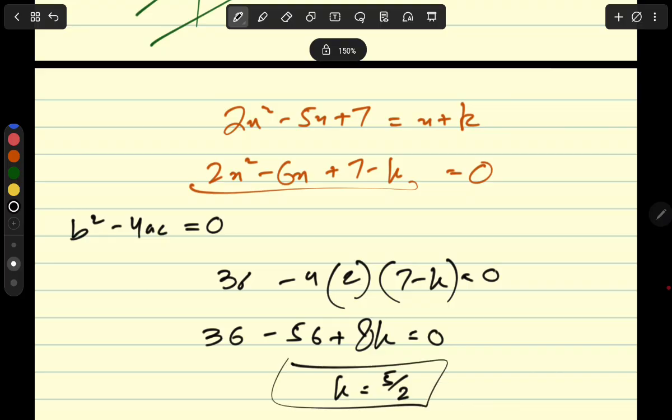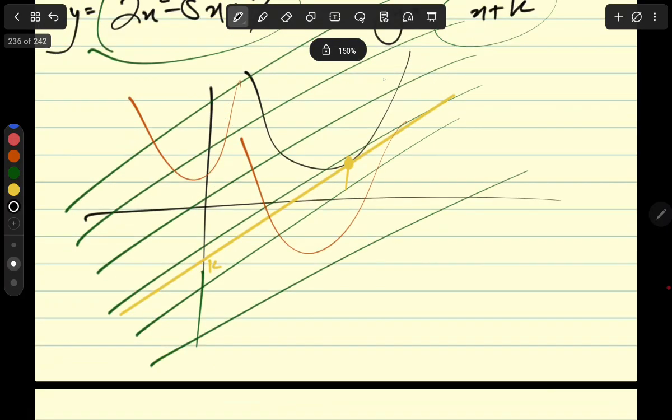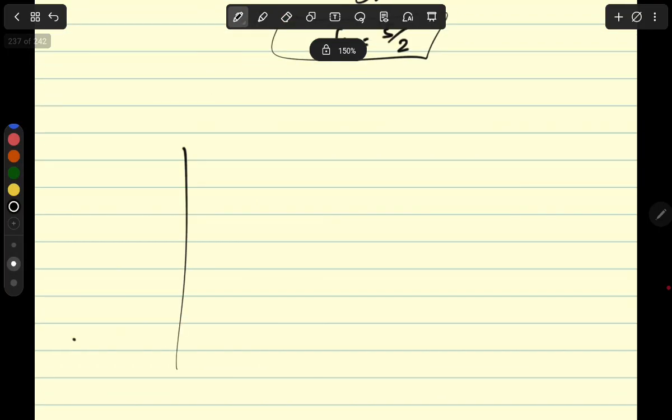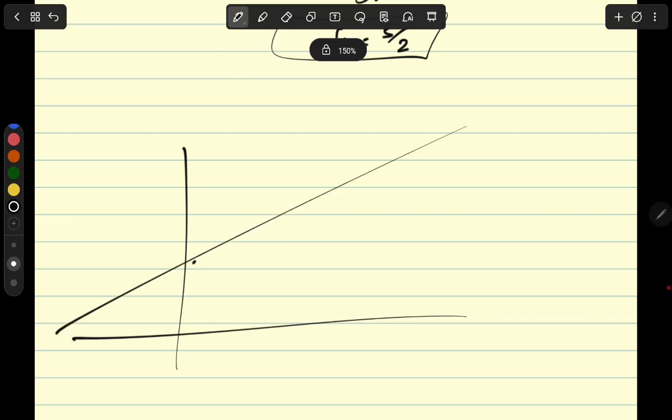So this is going to be the value of k. So probably my graph is not sitting here. So the graph, this parabola, this is the value of k, 5 upon 2. So the graph perhaps is something like this, and it's touching it at one point only. Okay.